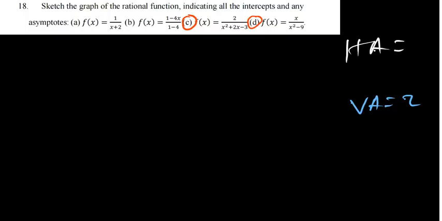Come on. What is my horizontal asymptote? 0, because the denominator has the highest degree of x. Now, let's find the intercept.